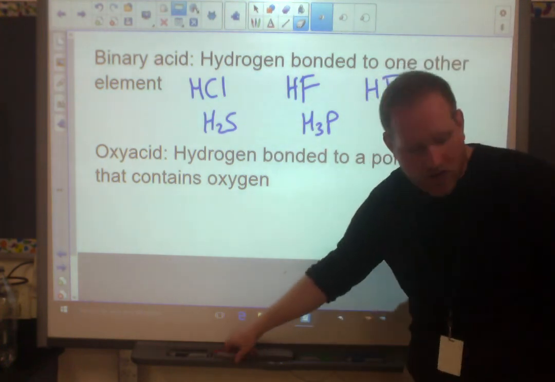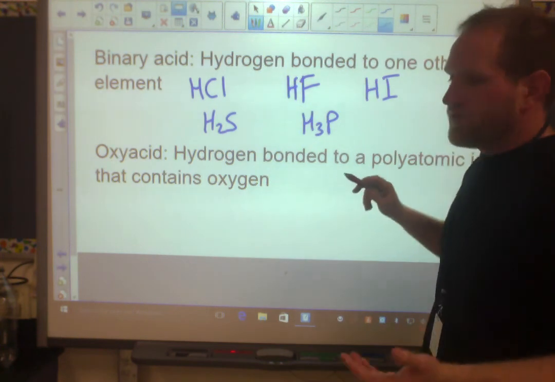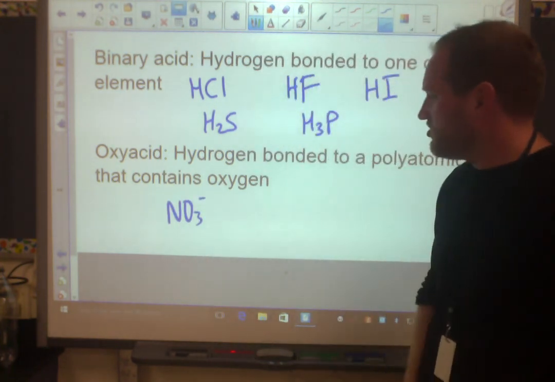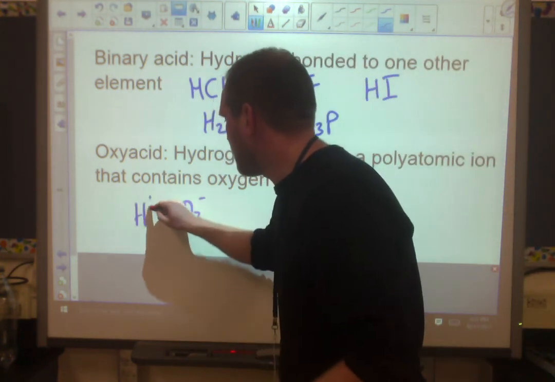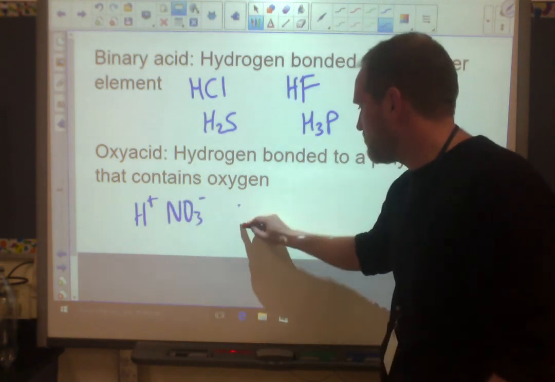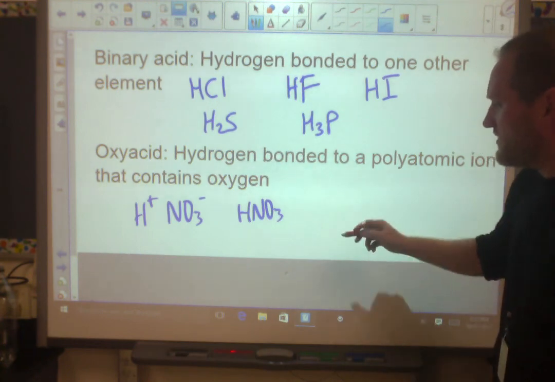So for example, one of the most common polyatomic ions is nitrate, which is NO3 with a minus charge. When hydrogen bonds with this, it's going to be H+. So what's the formula going to be? Well, it's a 1-to-1 ratio. It's just going to be HNO3. So that's going to be one of your oxyacids.